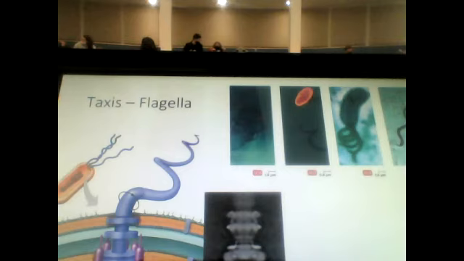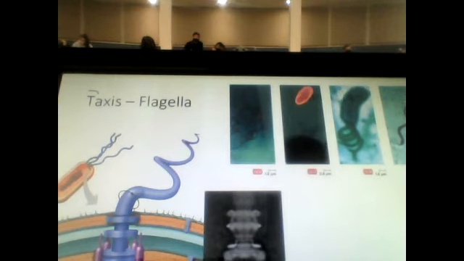Okay, so about half of bacteria have some ability to move. So they have flagella, about half of bacteria have flagella. When we talk about taxis, taxis is just the fancy word for movement.